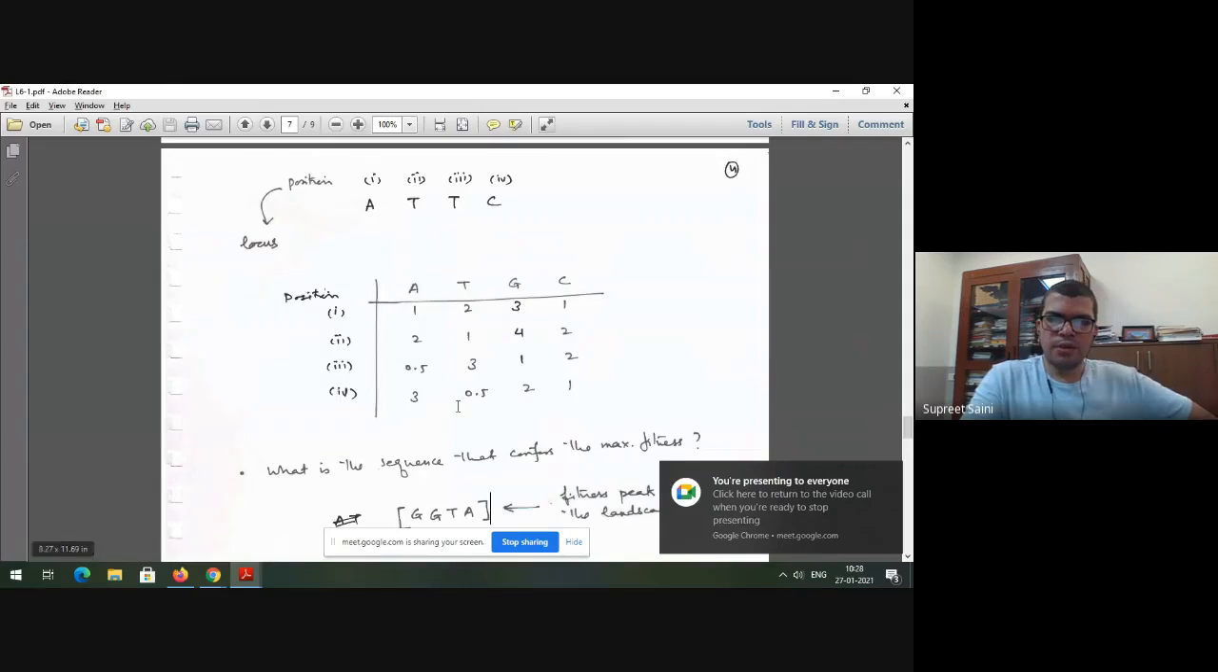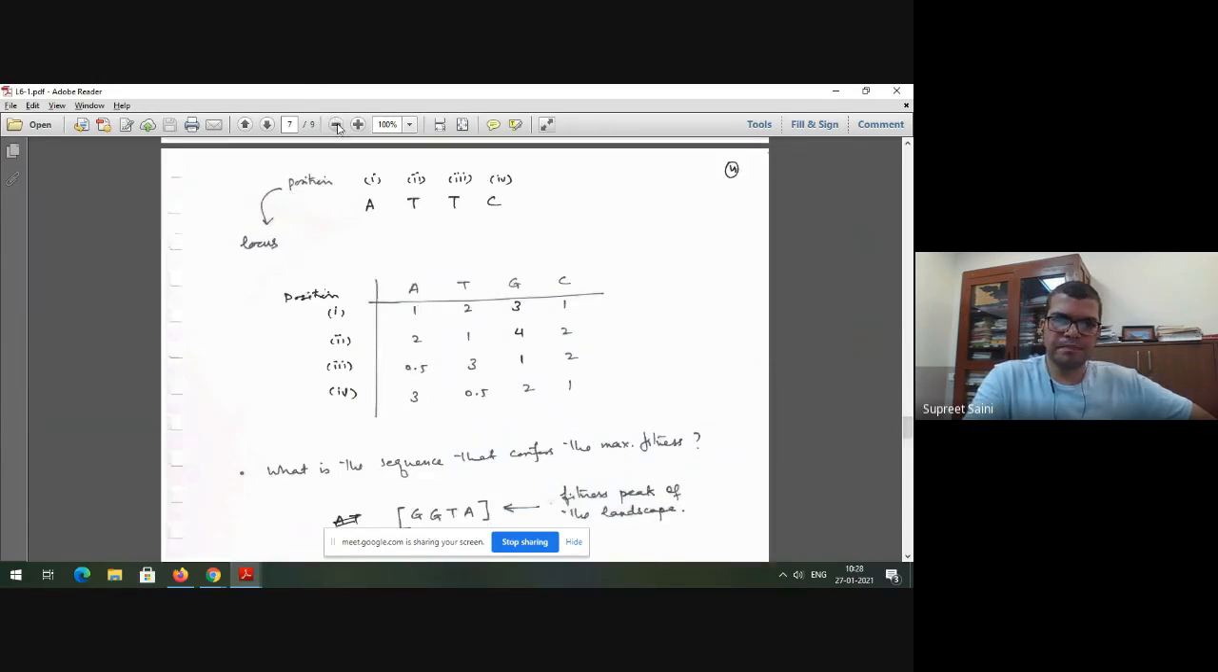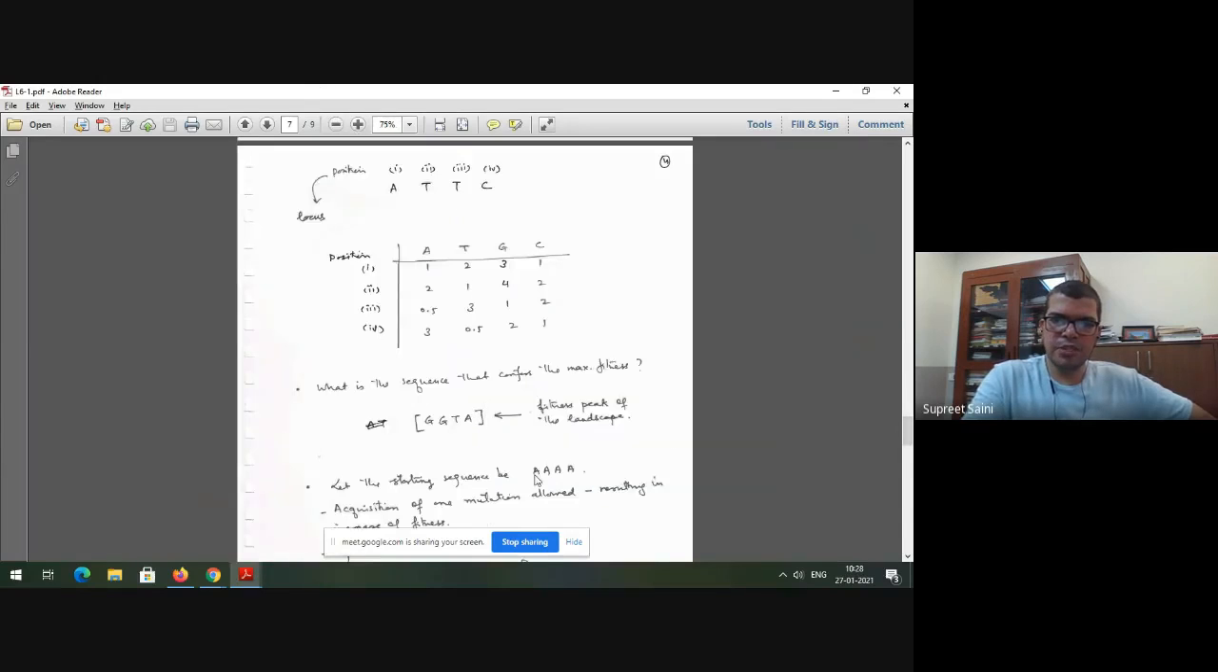Now let's do something. Let's pick up any starting sequence. Let the starting sequence be AAAA. So GGTA is 7, 10, 13. 13 is that fitness. Maximum fitness of this sequence space is 13. If you start with AAAA, how do you think evolution will move? So that's 6.5. What could be the possible trajectory of evolution?